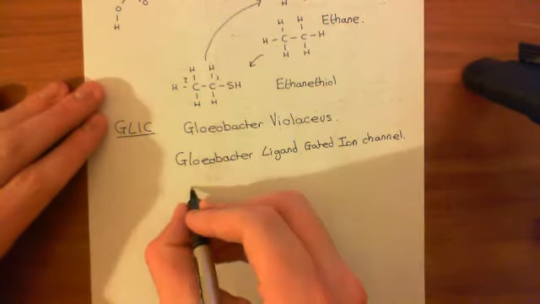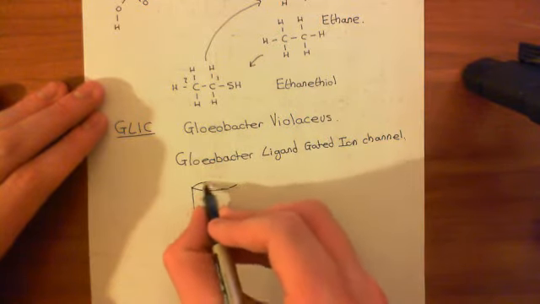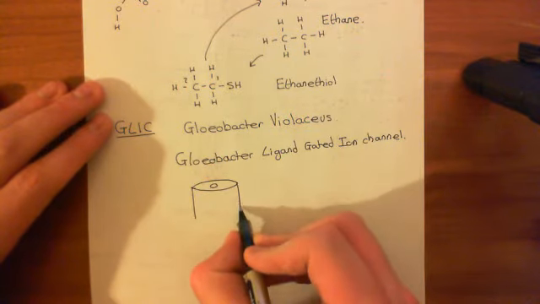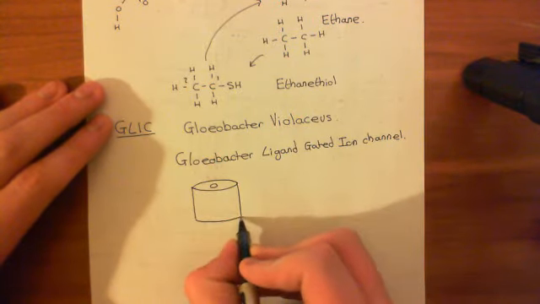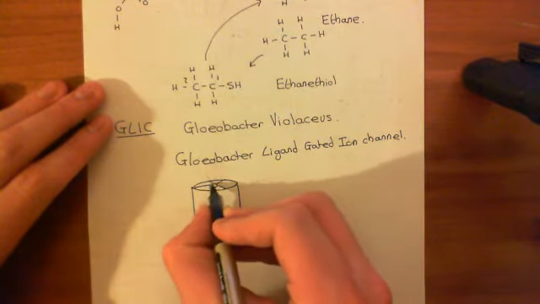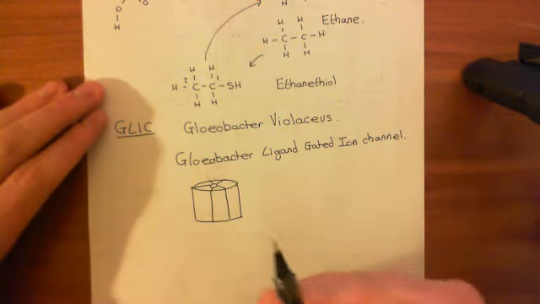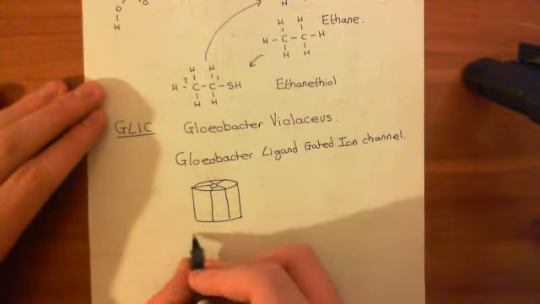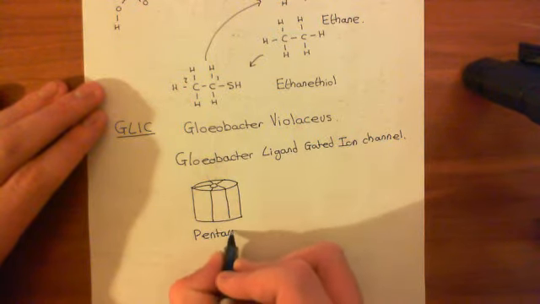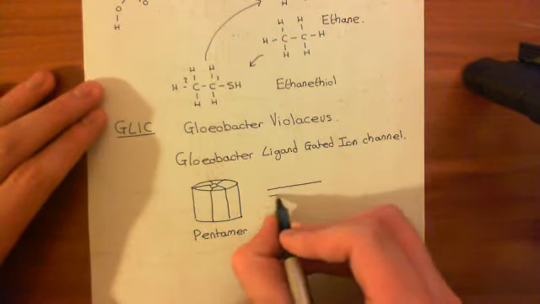Again, the GLIC channel is a pentamer. So it will sit in the membrane of Gloeobacter violaceus. So here it is. Here's the pore down the middle, and then it is divided up into these 5 separate subunits. Now if we take one of these subunits out of the pentamer and look at its membrane-spanning topology, then we're going to see 2 changes from the cys-loop ligand-gated ion channels.